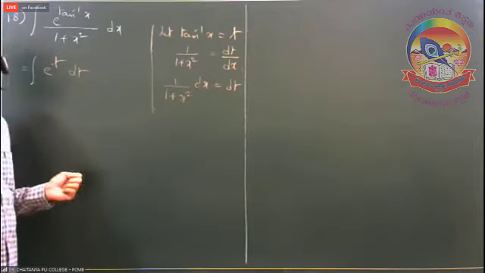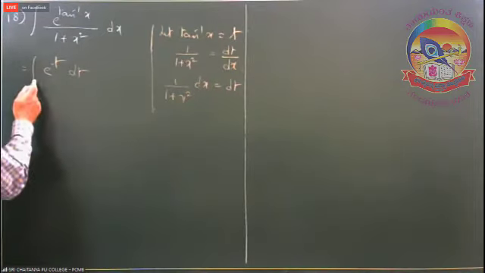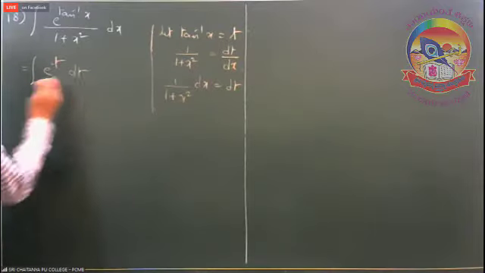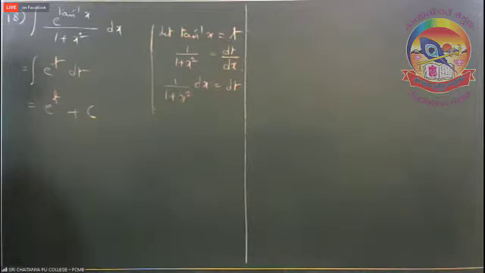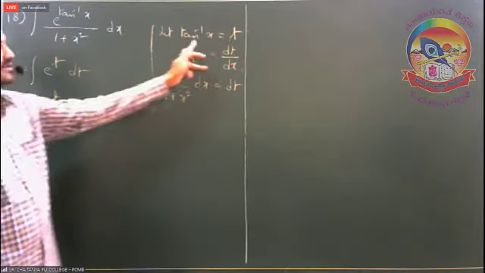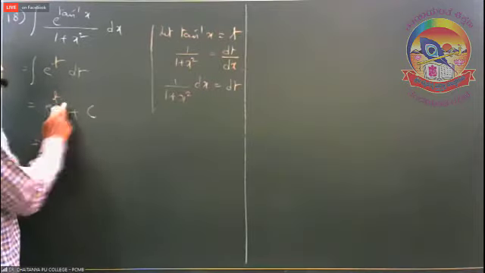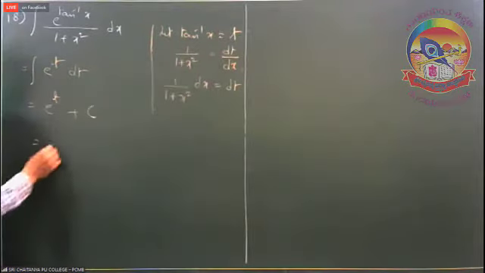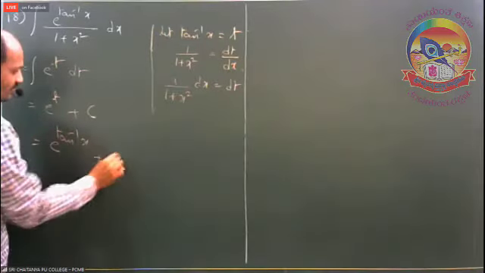What is the formula integral of e power x dx? It is e power x. So integral of e power t dt is equal to e power t plus c. What about t? Again tan inverse of x. So instead of t, we have to substitute tan inverse of x. So e power tan inverse of x plus c.